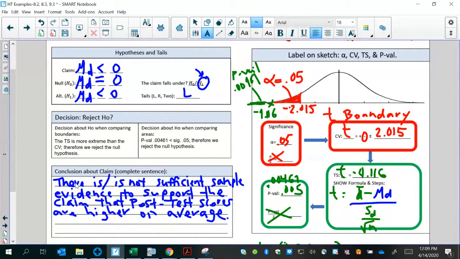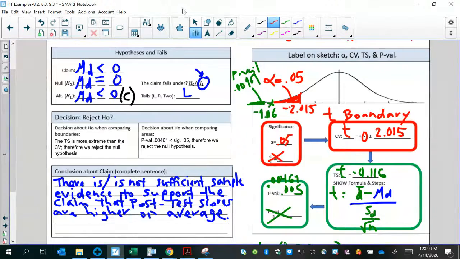So the conclusion about the claim, let's see, either there is or there is not sufficient sample evidence to support the claim that the post-test scores are higher on average. Remember to put a little note where your claim is. So I'm going to put a little C here next to the alternative hypothesis. That's how we know we're looking to support it if we can reject the null hypothesis. And in this case, because we've chosen to reject the null hypothesis, that means we can support the remaining alternative hypothesis, which contains the claim.